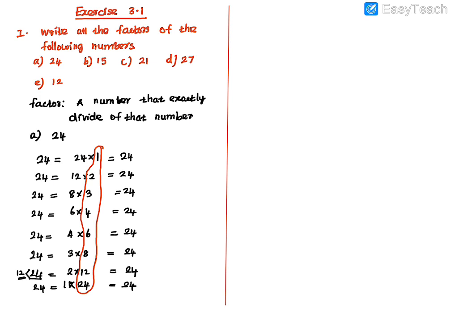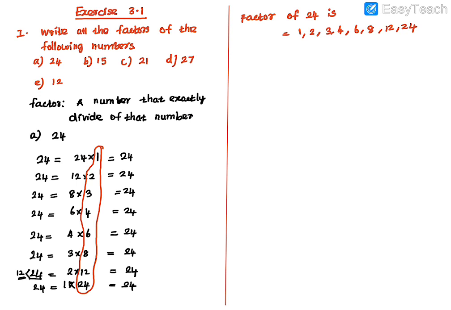So finally you have to write the factors of 24. Factors of 24 are: 1, 2, 3, 4, 6, 8, 12, 24. So this is the answer, students, the answer we found for the given question.